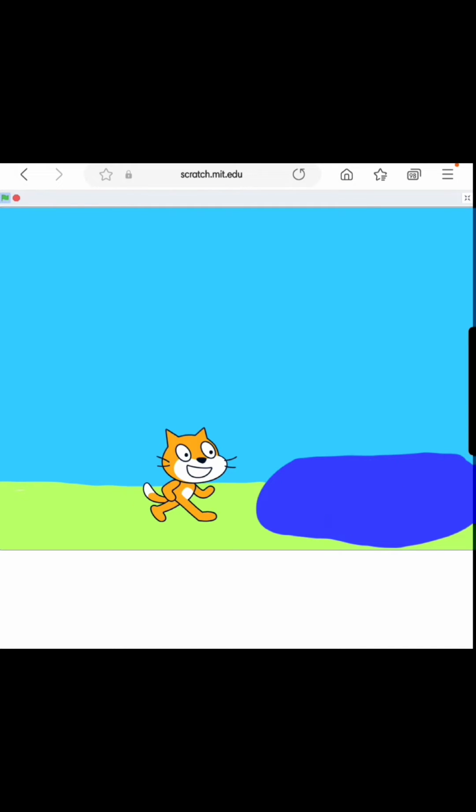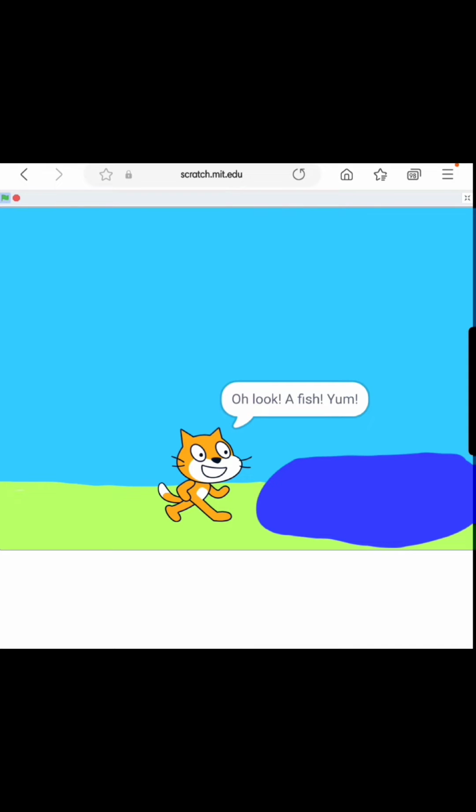Please don't eat me. The fish is saying please don't eat me and then running away before the cat has reached it. The instructions are not in sync.